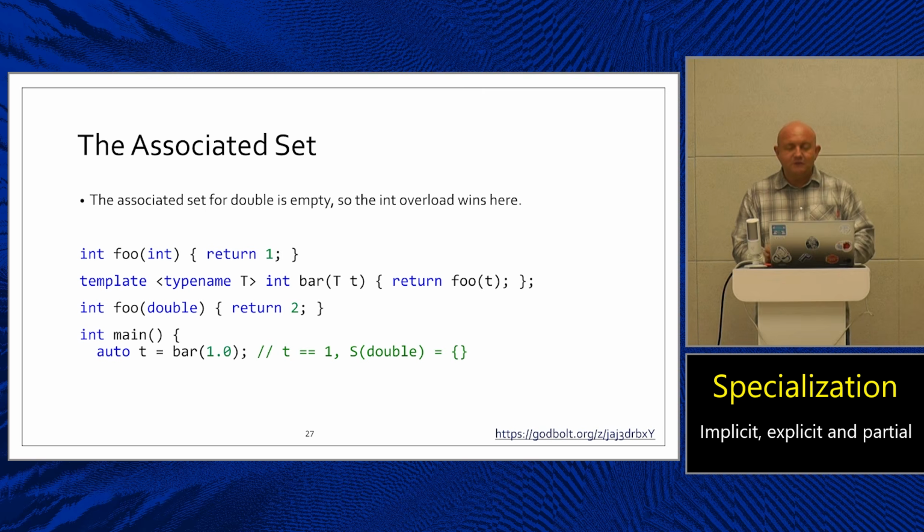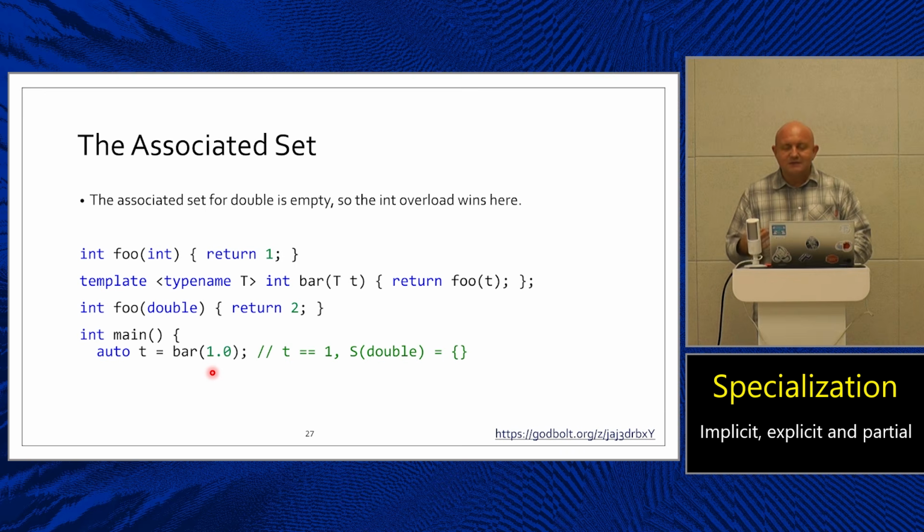So let's see what practical consequences this has. Look at this code. We have foo(int), a template function bar that calls foo(t), and here foo(double), and here the instantiation bar(1.0). And probably this looks better, but we are calling foo(int). The call foo(t) is a dependent call. It will be looked up again in the second phase.